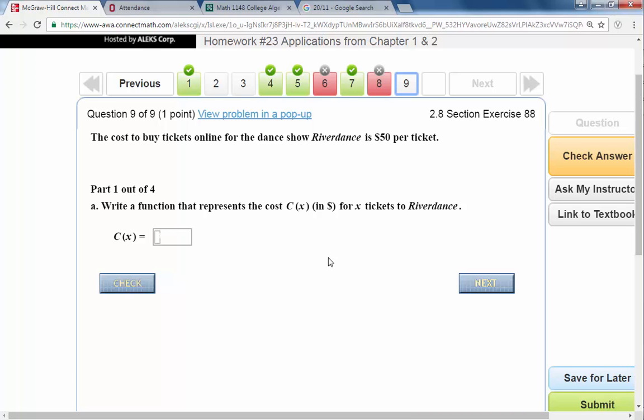You're selling tickets to a show, River Dance. Have you seen it? No. It's $50. Waste of time.